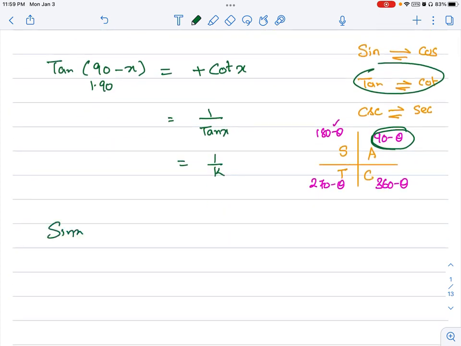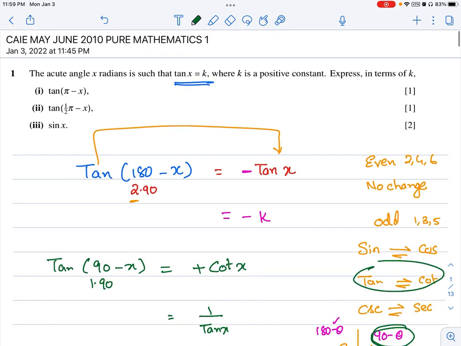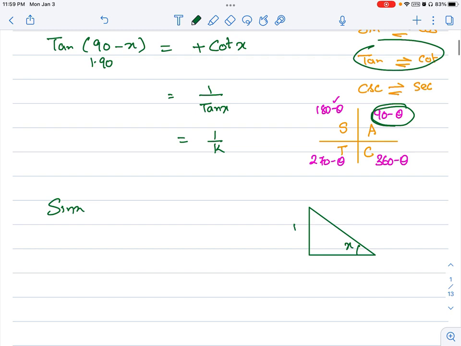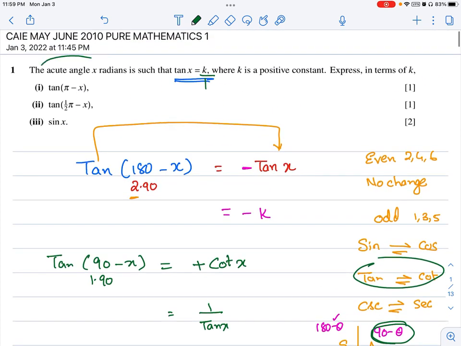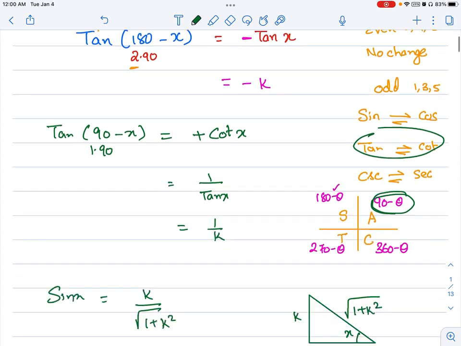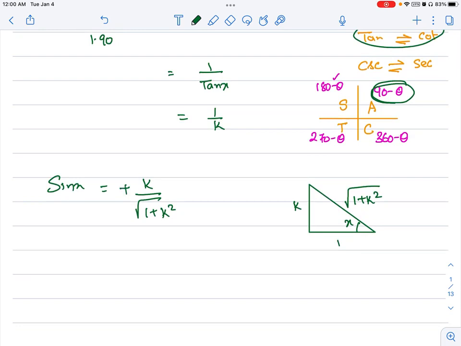Finally, sin x. For that, I first draw a triangle. Tan x is equal to k, that means k upon 1. Opposite side is k, adjacent side is 1. So hypotenuse will be the square root of 1 plus k square. So sin x is equal to opposite side by hypotenuse, k upon root of 1 plus k square. Now we know that x is acute. Acute angle means it is in the first quadrant. In the first quadrant, all are positive, so it's going to be plus. That's going to be the answer.